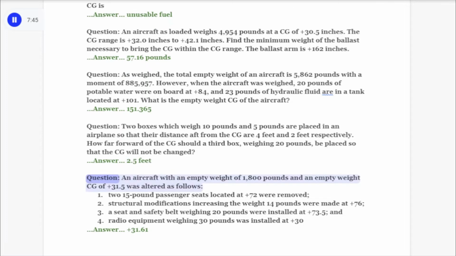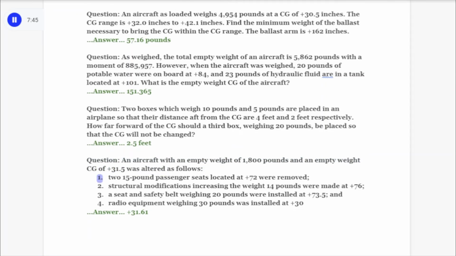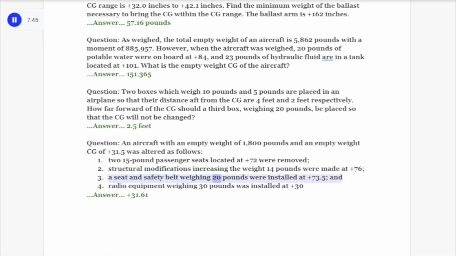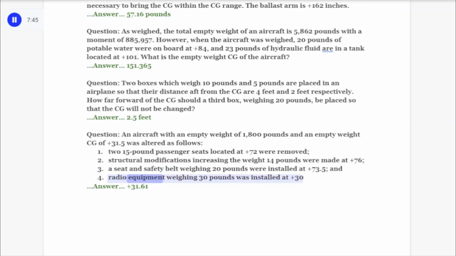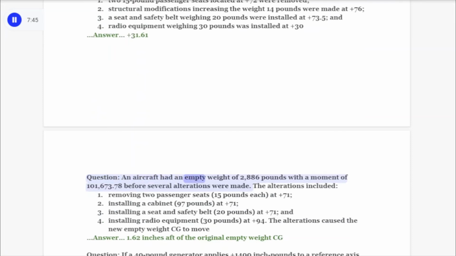Question. An aircraft with an empty weight of 1,800 pounds and an empty weight CG of plus 31.5 was altered as follows. 1. Two 15-pound passenger seats located at plus 72 were removed. 2. Structural modifications increasing the weight 14 pounds were made at plus 76. 3. A seat and safety belt weighing 20 pounds were installed at plus 73.5. And 4. Radio equipment weighing 30 pounds was installed at plus 30. Answer. Plus 31.61.